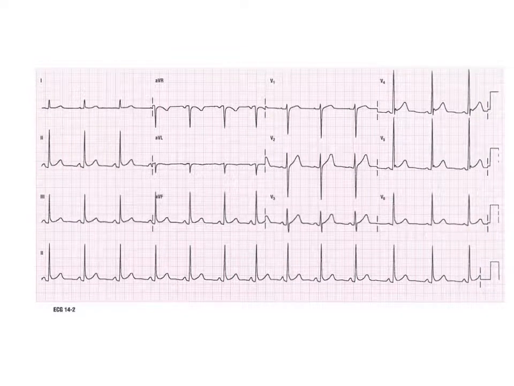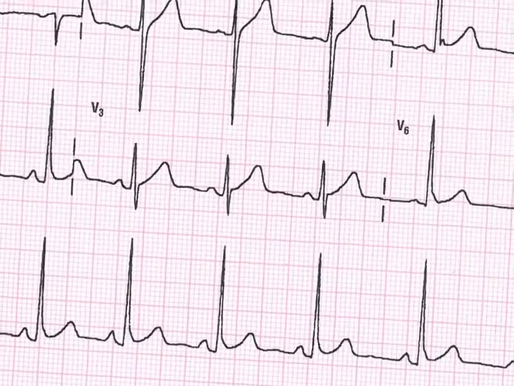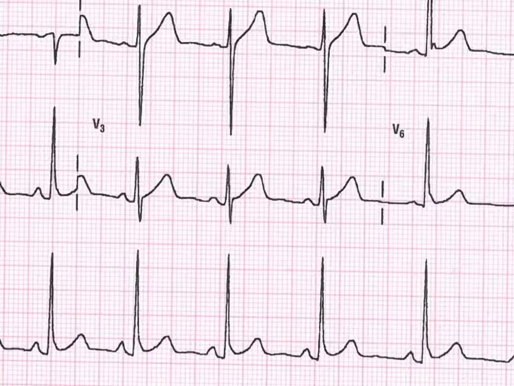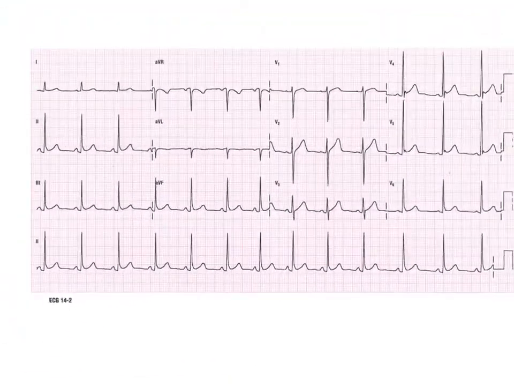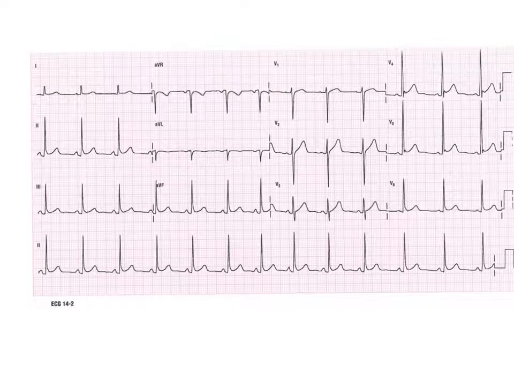Okay, here's some more cases for RPM ABC. Going through these fast. I'm going to look at rate first, blow it up so I can see it better. 300, 150, 175, so decent rate, not a problem, very regular. P waves, there's a P for every QRS, there's no dropped ones.